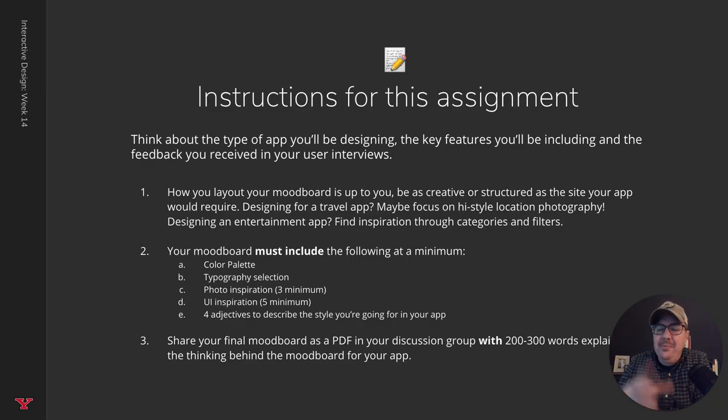So we're going to up that because we're just focused on native application design. So 5 minimum UI inspiration examples, and then 4 adjectives that you want to describe the feeling of your application. So same thing we've been doing. Share that final mood board as a discussion post with 200 to 300 words explaining your thinking behind the mood board for your app. So I'm looking forward to seeing these being your best mood boards yet.